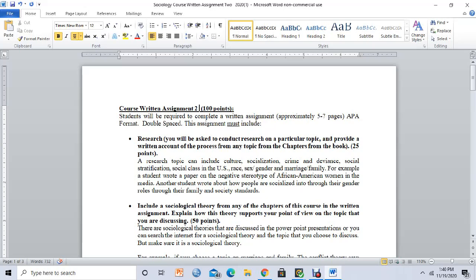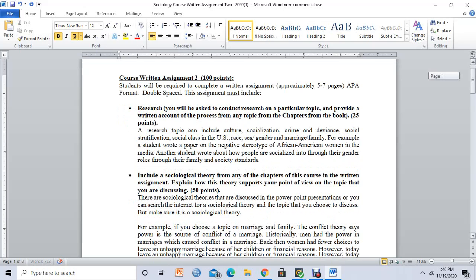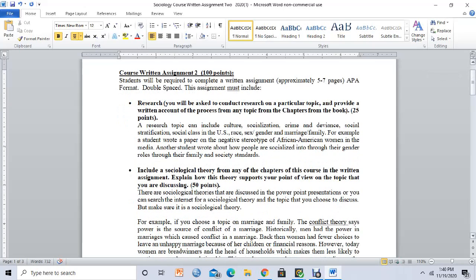a topic. So, a research topic can include, of course, for an intro to sociology class: culture, socialization, crime and deviance, social stratification, things like social class in the U.S., global stratification, marriage and family, sex, power and gender, sexuality, race and ethnicity. So this is for the intro class. If this is for a course like social problems, any of the chapters that are kind of similar to this, but any of the chapters of the book.